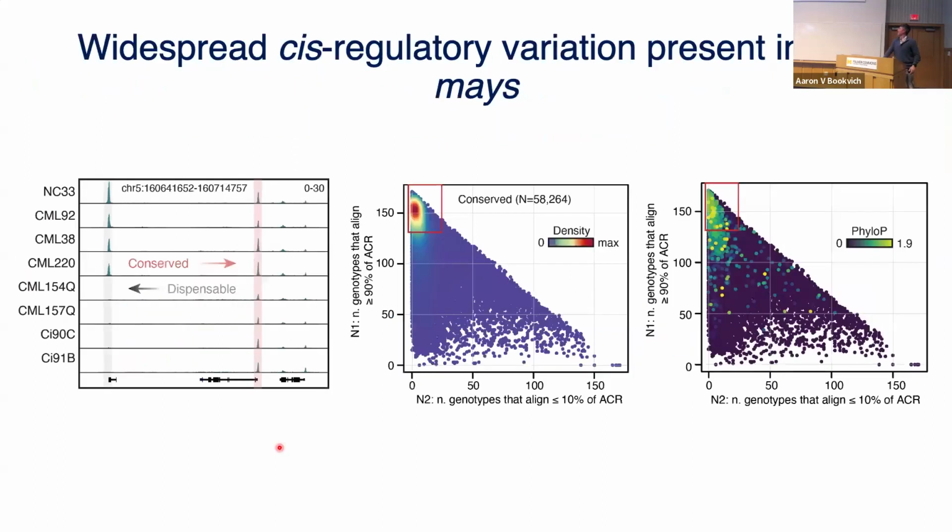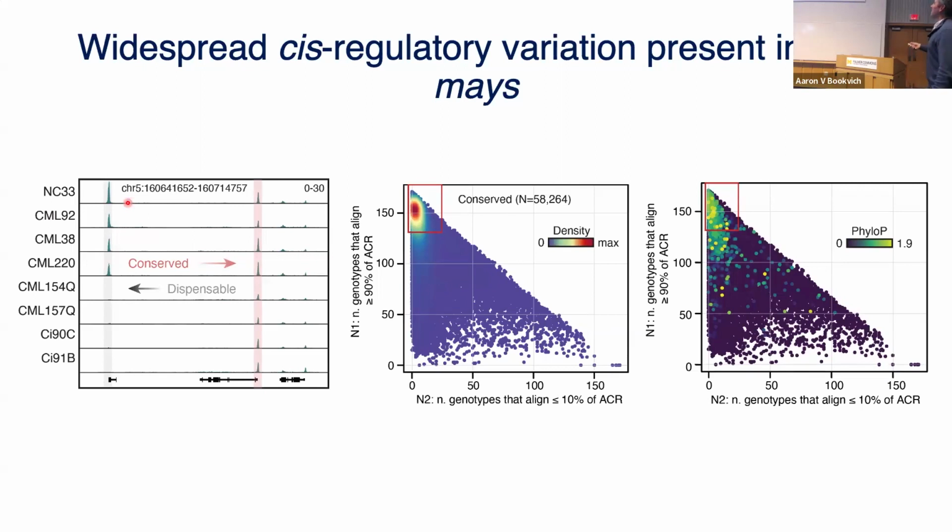We can talk more about that later, but just to give you an overview of what it looks like, one of the things I was curious to understand is what kind of variation exists within the species in terms of regulatory regions. So we can identify these highly conserved accessible regions where the sequences themselves are highly conserved. I told you that we have whole genome sequencing for all these inbred lines. We can also find regions where the sequences themselves are dispensable. They're lost and not present across all the different inbred lines in this population.